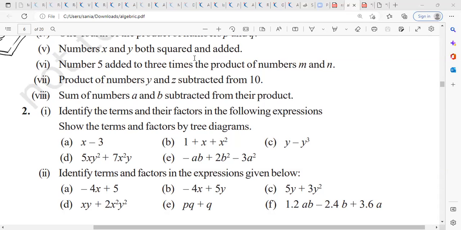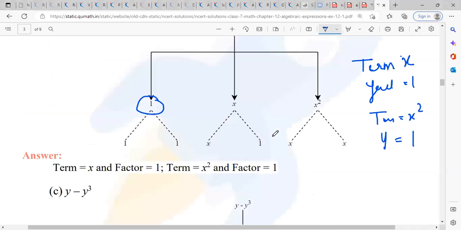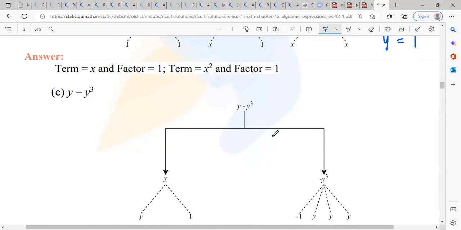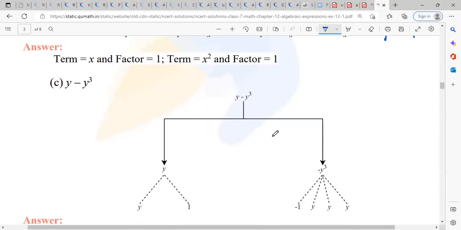Ma'am, done. Okay. So I hope what you got. What is your term and what is your factor? Tell me. Ma'am, 1 minute. Okay, I think you didn't write term and factor, right? Yes, ma'am, I didn't write it. Okay, write it down. Because over here in the question itself, they are asking, first of all, you have to draw the tree diagram, and after that, you have to tell them what is your term. And for that term, what is the factor?